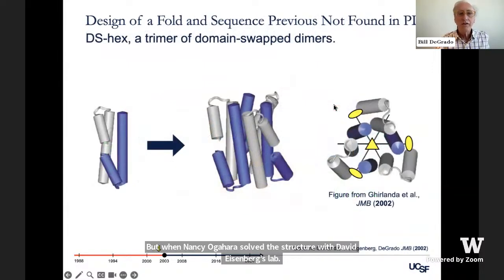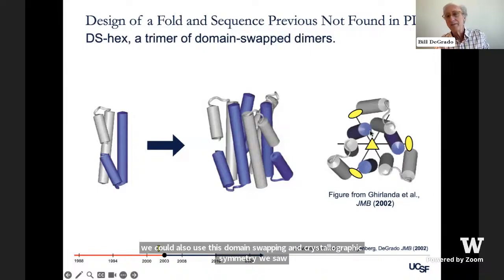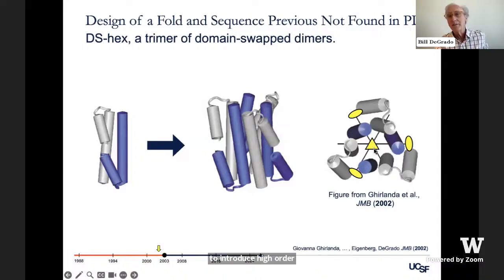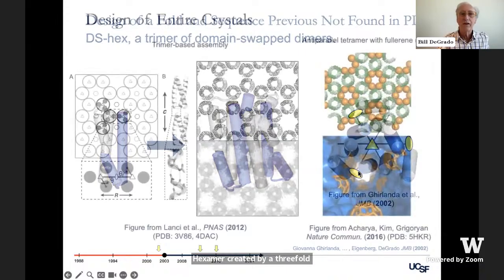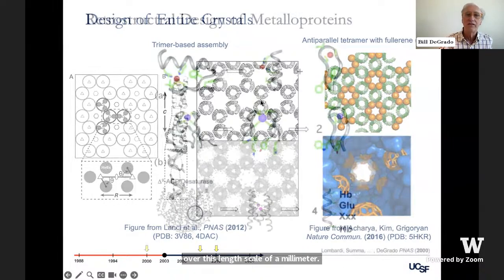Now, we could also use this domain swapping and crystallographic symmetry we saw to introduce high order oligomers, this now being a hexamer created by a 3-fold and orthogonal 2-fold axes. Ultimately, we could design full crystals. Here we have angstrom level resolution accuracy over this length scale of 1 millimeter. We know where every atom is in a crystal.